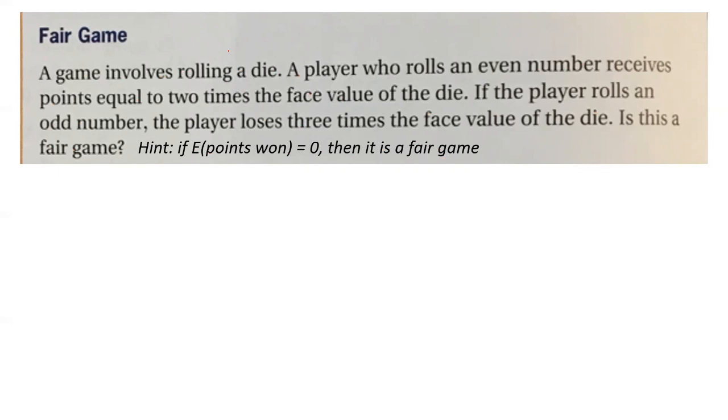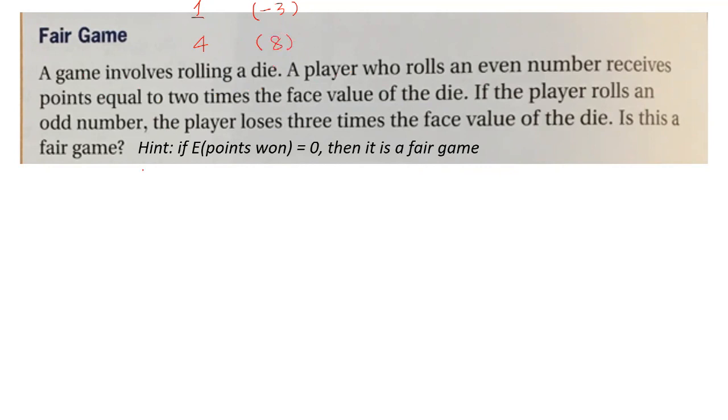Okay, what does it mean? It means a game involves rolling a die, right? If you rolled 1, because 1 is an odd number, you lose 3 times the face value of the die. That means when you rolled 1, you get minus 3 points, right? Similarly, when you roll a 4, for example, because 4 is an even number, you receive points equal to 2 times the face value of the die. That means when you roll a 4, you receive 8 points, right?